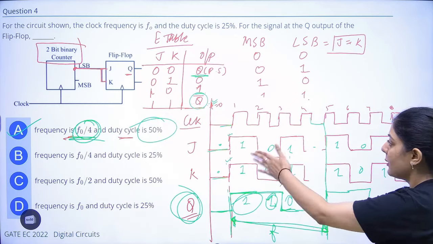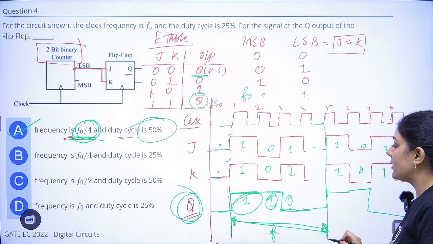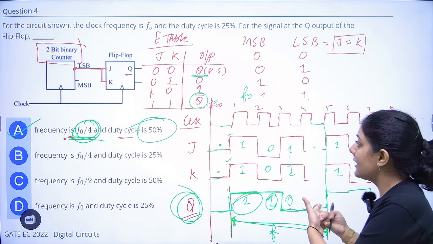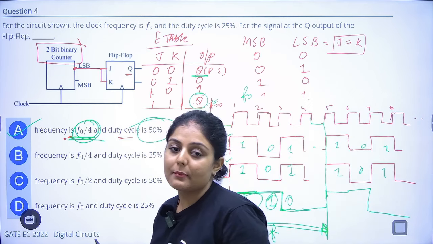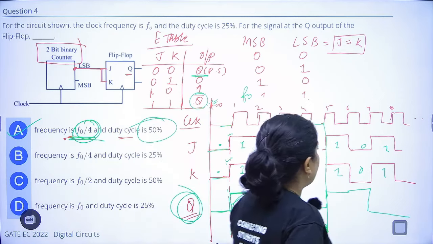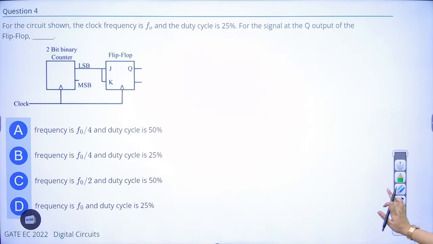So if this is F naught, it is going to take 4 clock pulses in order to give the final output. So it is F naught by 4, and the duty cycle will become 50%. Okay. Moving on to the next question.